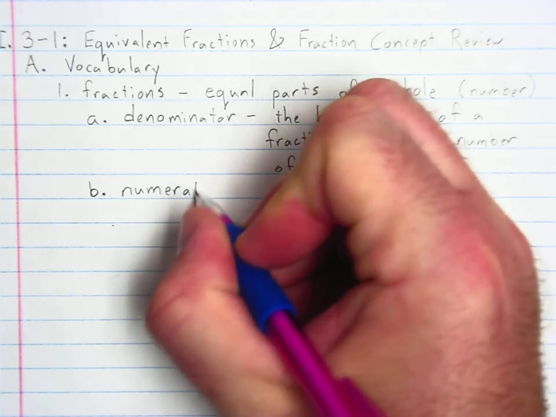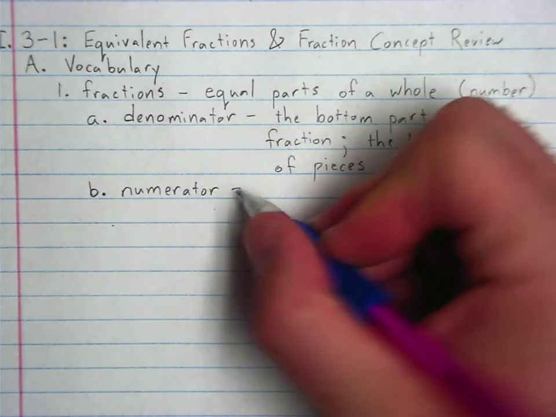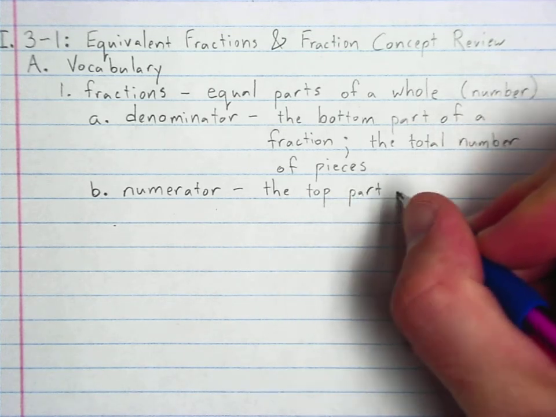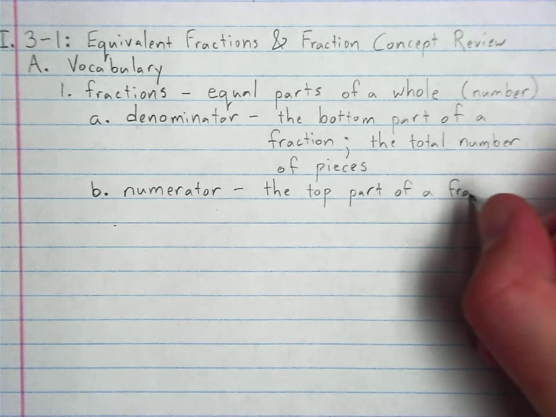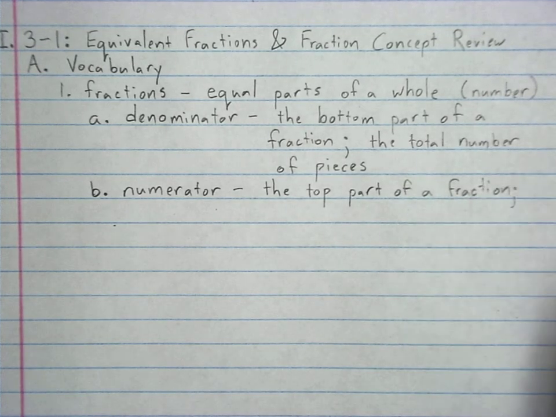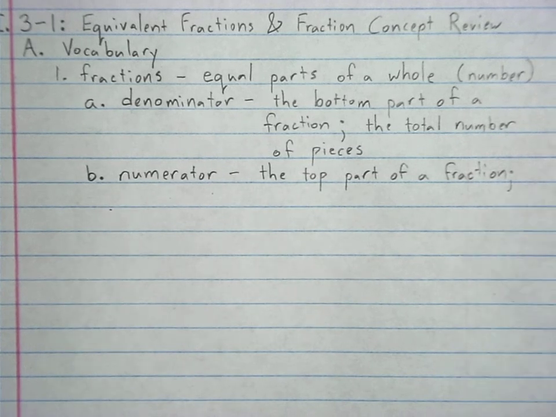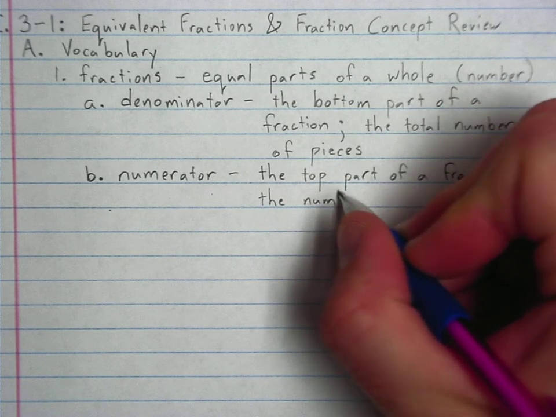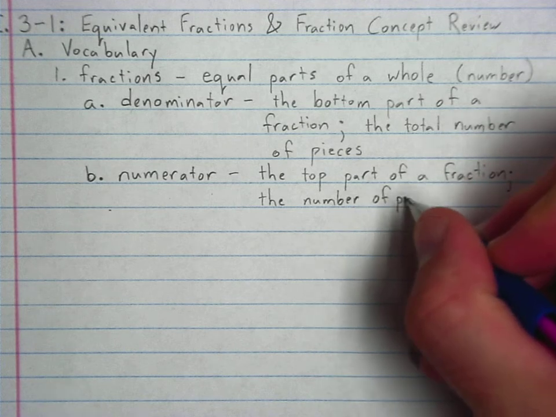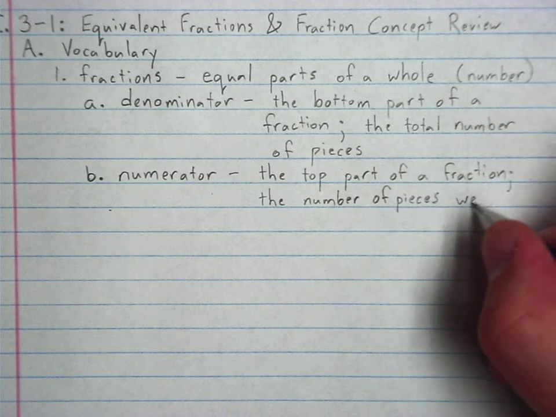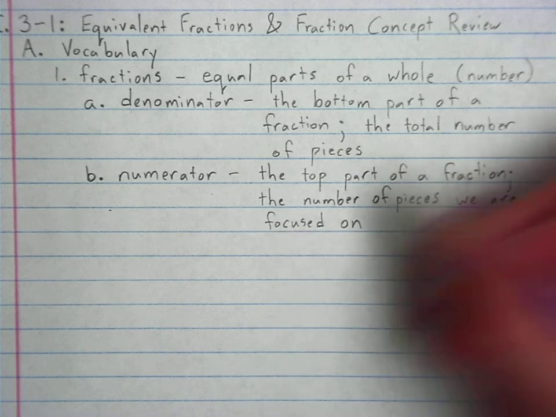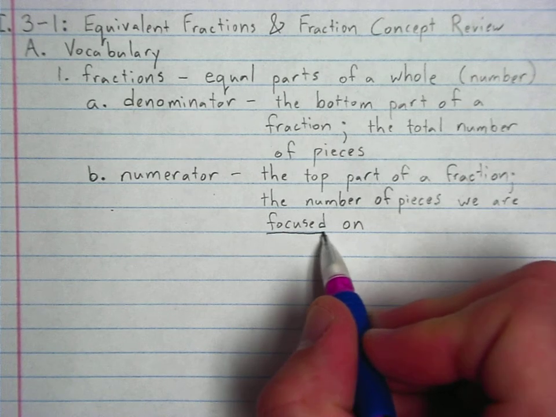So if the bottom was the denominator, then the numerator must be the top part of a fraction. So numerator is above the fraction bar, denominator is below. Now, this is the number of pieces we are focused on.